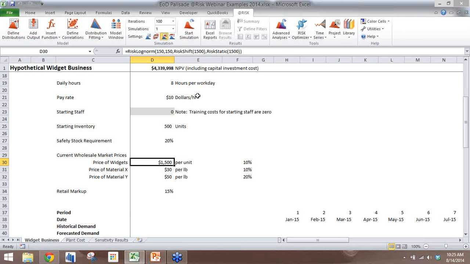Okay, now what the model did here, it inserted this formula where it just pulled these values from the baseline distribution. Now what I'm going to do is actually use a different formulation for this particular parameter, just because I find it easier to use. I'm going to get rid of these risk shift values, and I'm going to simply point to the cell I want. In this case, it's actually D30.